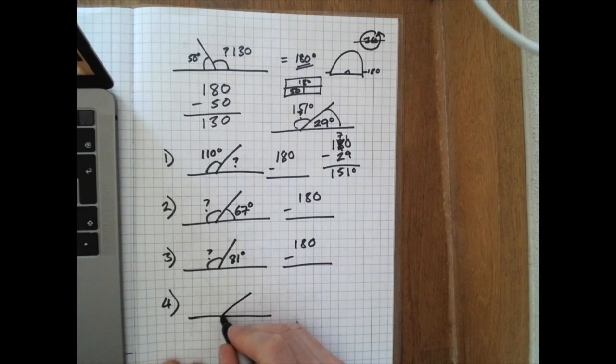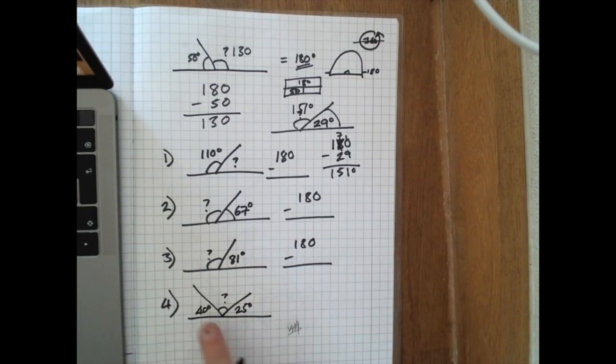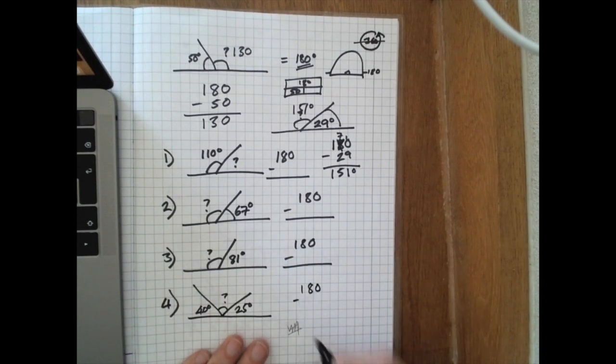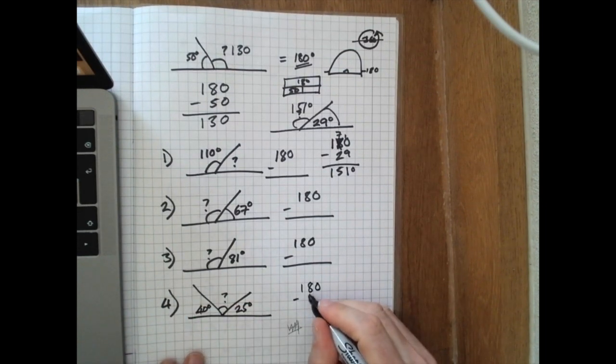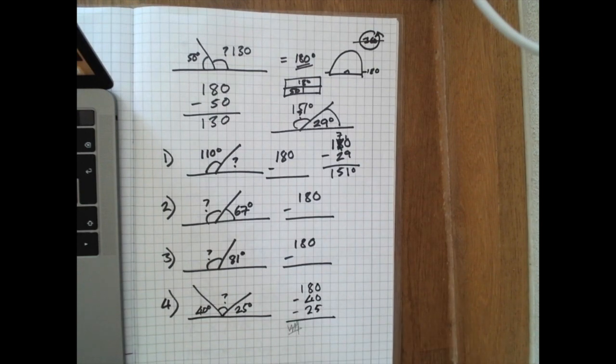I'm going to give you 2 different numbers, and you've got to work out the one in the middle. So this one is 25 degrees, and this one is 40 degrees. So what is that? We know the whole line is 180. So 180. So what are we taking away here? We've got a 40 and a 25. So we've actually got to take away a 40 and take away a 25. Have a little go at that. Pause the video. I'll come back with some answers.